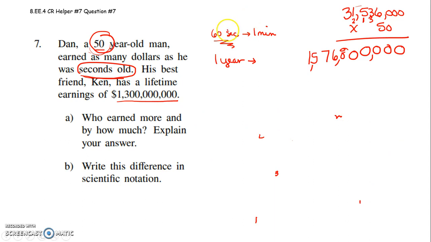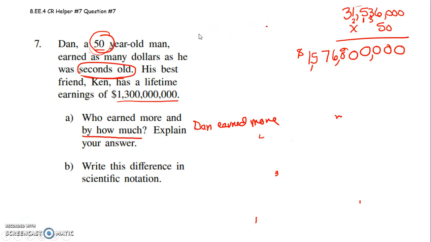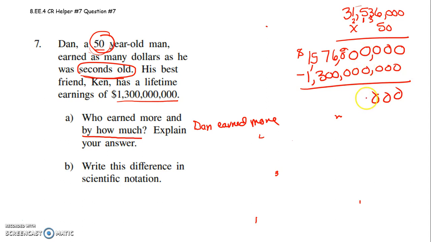So he earned more, right? Who earned more and by how much? So Dan earned more. And if we want to figure out by how much, we would have to take how much Dan earned and subtract off how much his friend Ken earned. So now I have to subtract off 1,300,000,000. 8 minus 0 is 8.